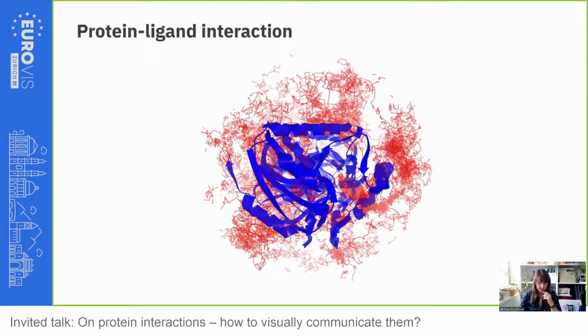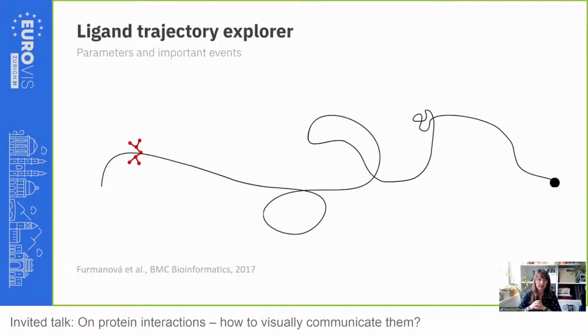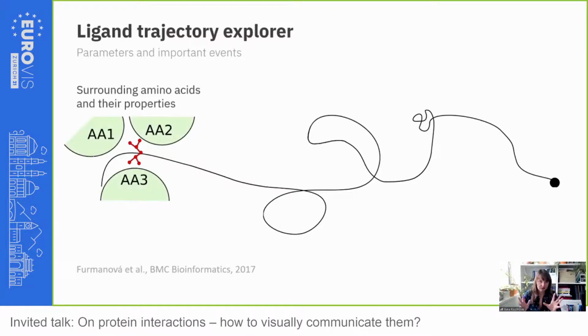So for this purpose, a couple of years ago with Katka Furmanova we designed a tool which serves for exploration of these ligand trajectories. As a first part, we were trying to analyze and define with the biochemists what could be the potentially interesting and important events worth capturing, observing, and tracking. I'll just show an example so you have an idea of what I'm talking about.